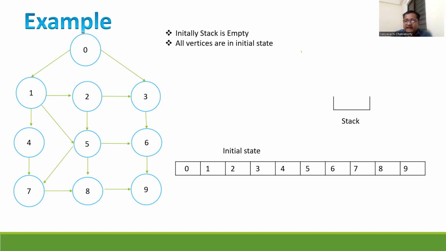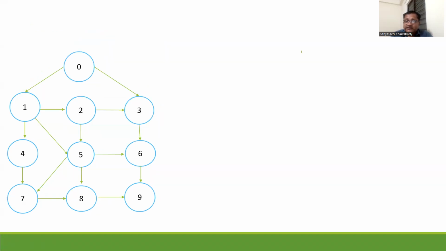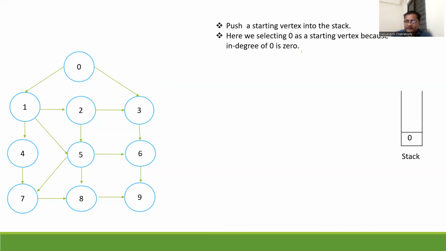And the stack initially is empty. First, we take the first vertex, the source vertex. If it is a tree, then the root node. If it is a graph, the source vertex we will take as the initial one to be put into the top of the stack. The empty stack is filled by the first one, that is 0 here in this example.